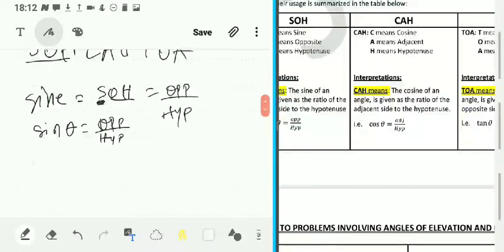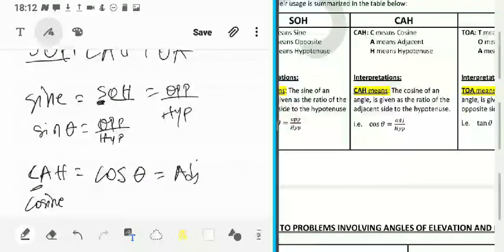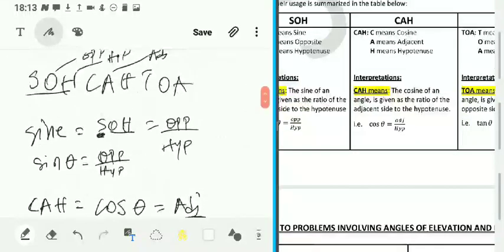The next one we have is CAH. C here means cosine. So it means the cosine of an angle, say theta, is equal to what? Adjacent over hypotenuse. Okay, so when you see this SOHCAHTOA, the first letters are talking about the trigonometric functions that we are interested in. S stands for sine, C stands for cosine, and T stands for tangent.